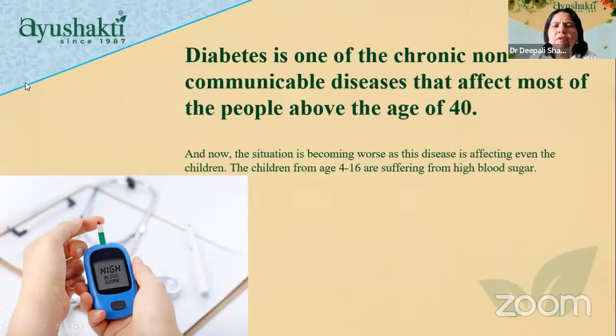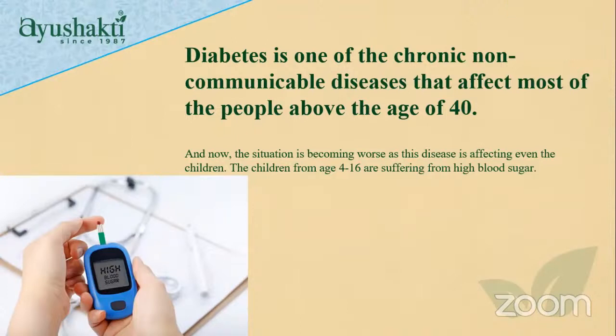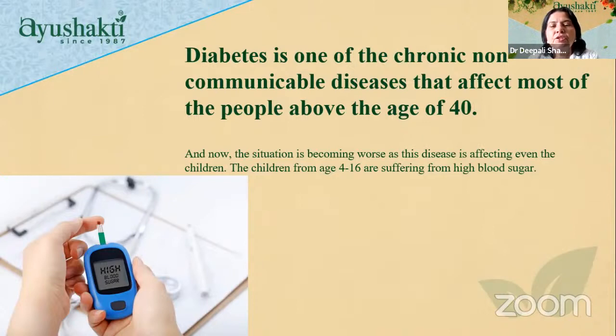Diabetes is one of the chronic non-communicable diseases that affects most of the people above the age of 40. The US is number one in this because of their lifestyle, diet, diabetes and obesity. But nowadays, even India's numbers are rising and it is really going high and it is worrisome. The situation is becoming worse and this disease is affecting even very, very young people. I have seen even teenagers going through this.